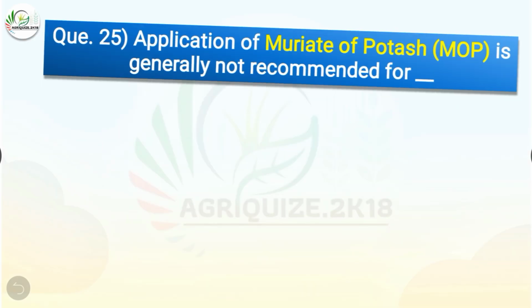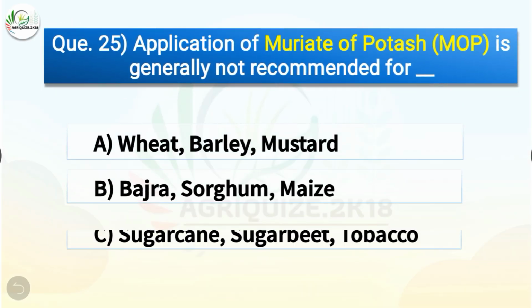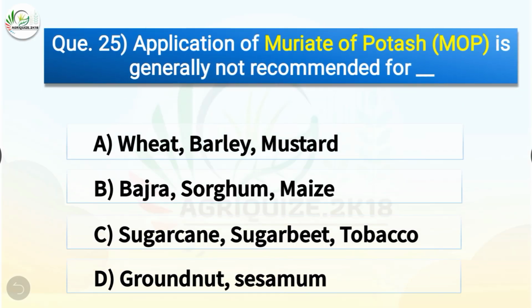Question number 25. Application of muriate of potash, MOP, is generally not recommended for. The options are wheat, barley, mustard, bajra, sorghum, maize, sugarcane, sugar beet, tobacco, or groundnut, sesamum.